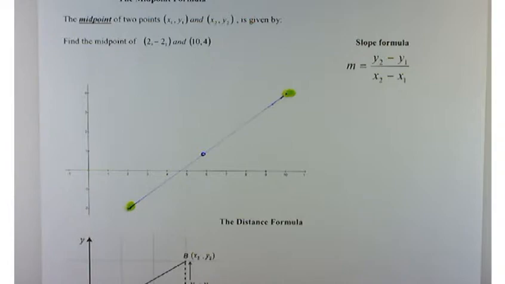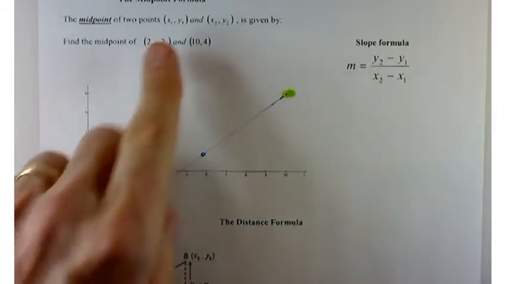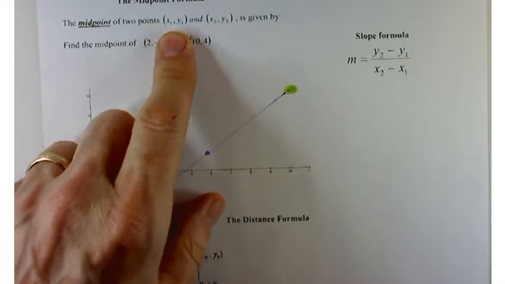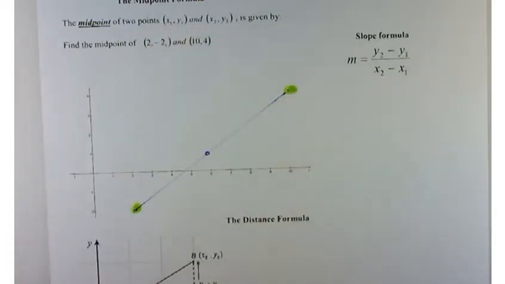850. Yeah, in the middle. Now, to find the middle, you add up the two numbers and divide by 2. And that's what you're going to do with your x and y coordinates, is average them. So you're going to add them and divide by 2.